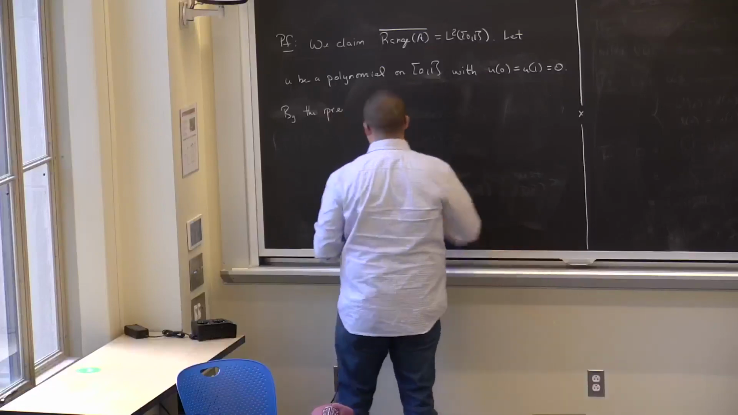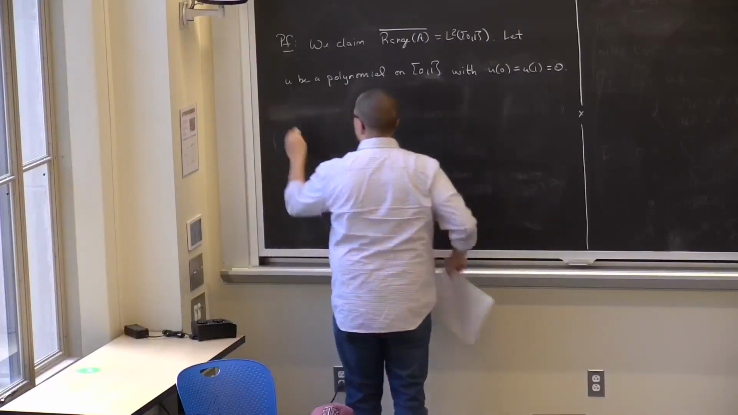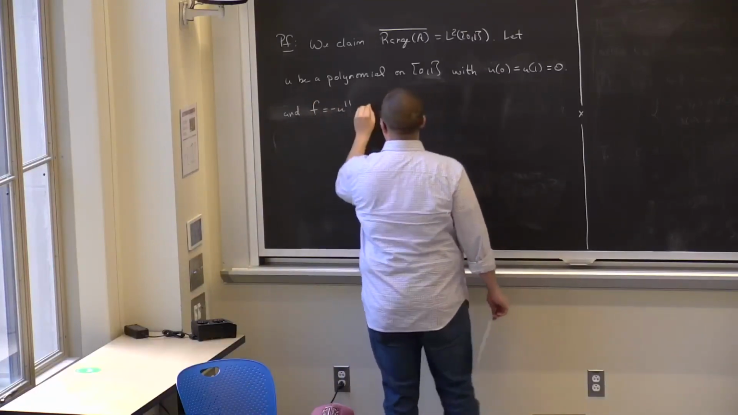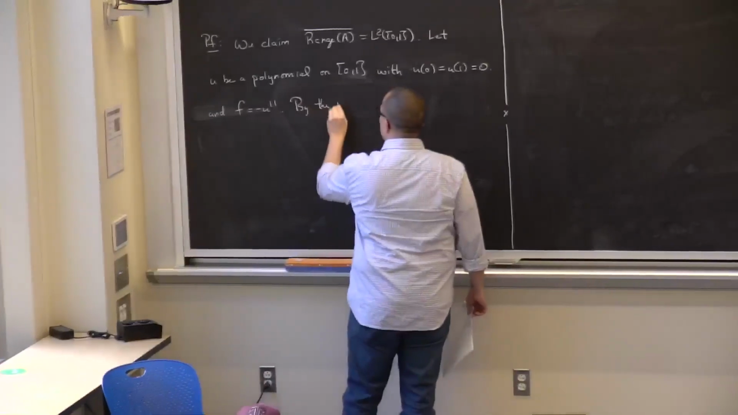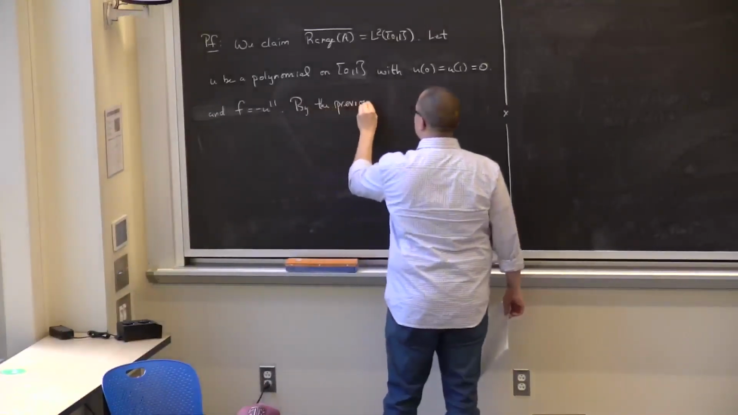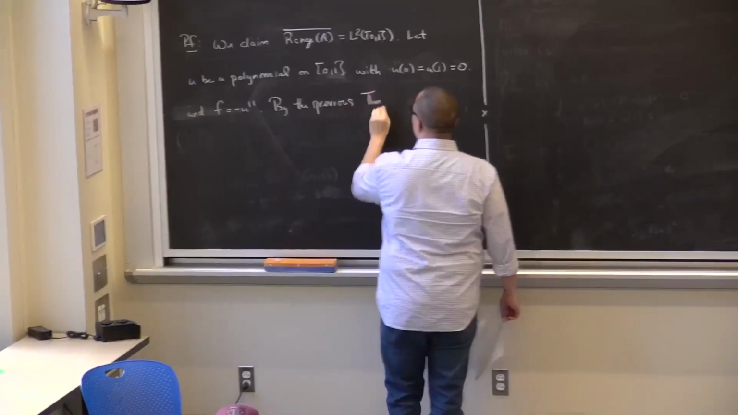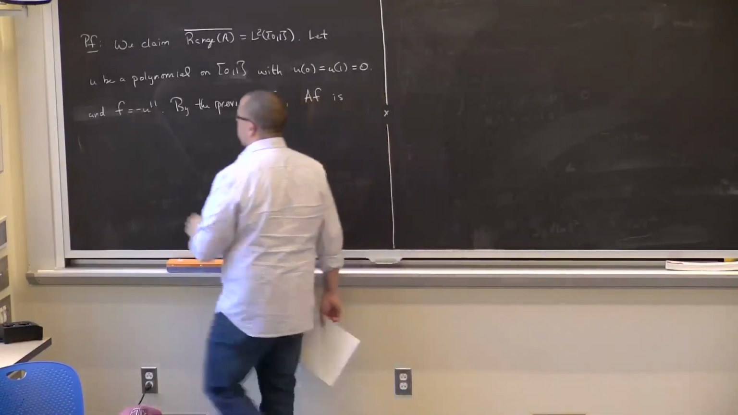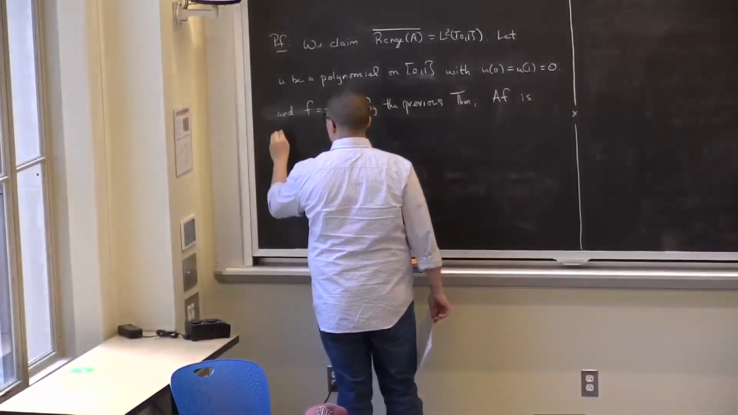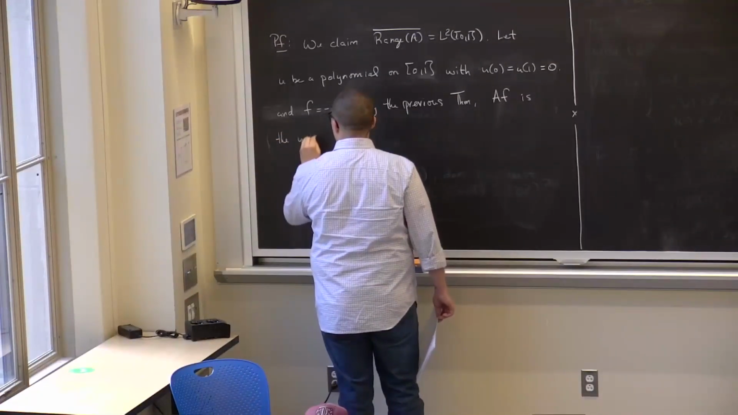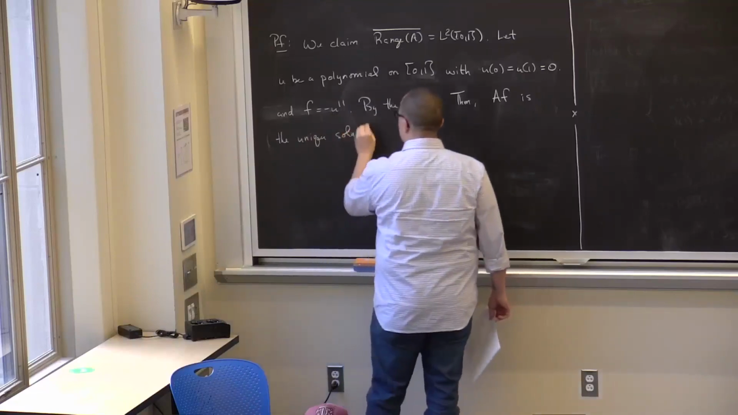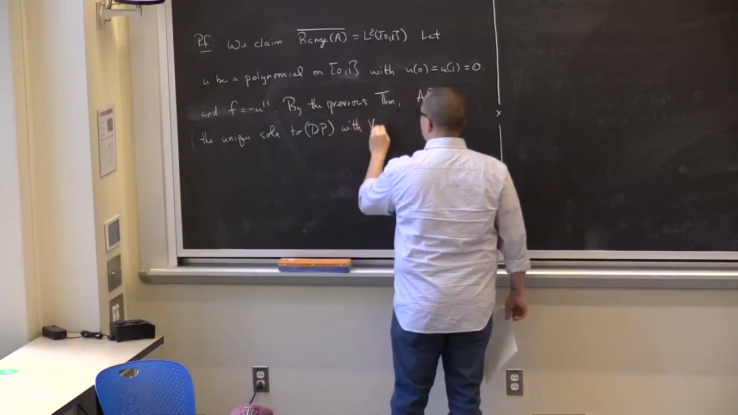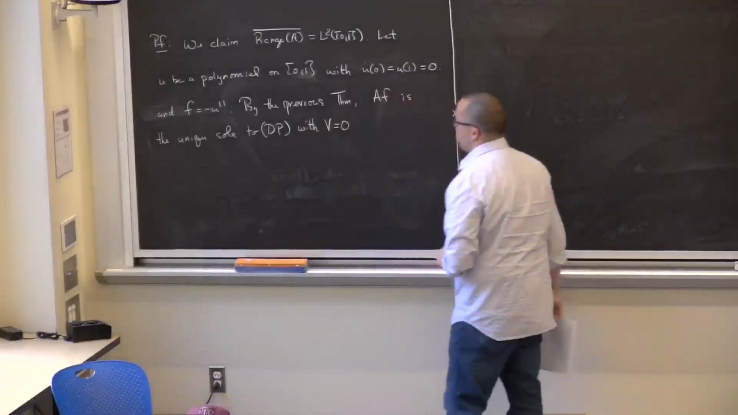And f minus u double prime. Then by the previous theorem, A applied to f is the unique solution to the Dirichlet problem with that function b being 0.